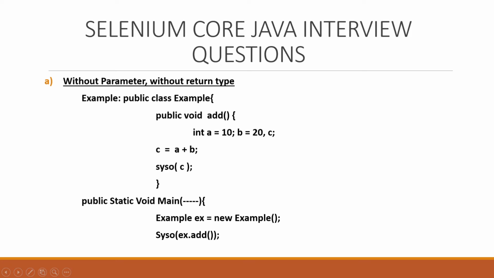Okay, the next method here is without parameter without return type. We don't have any return type and also we don't have any parameters inside this add method. You can see the below example for without parameter and without return type.